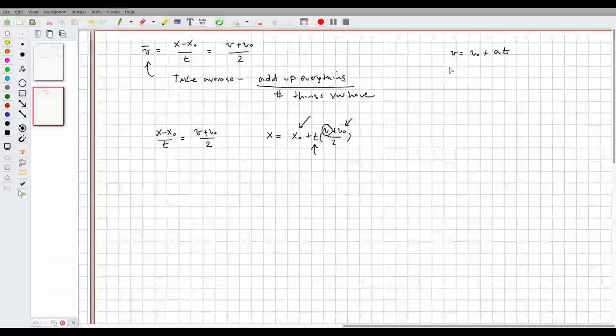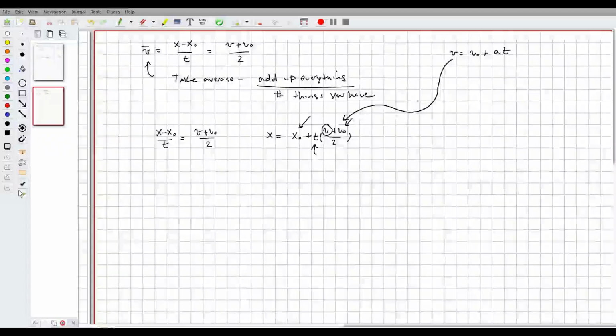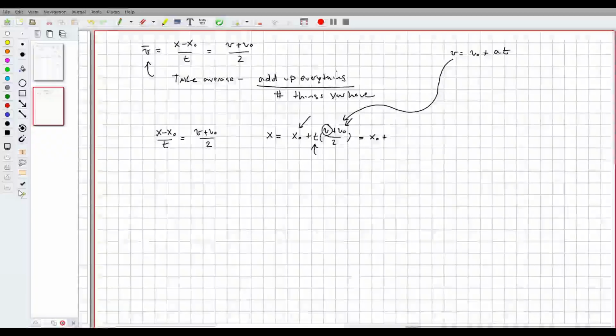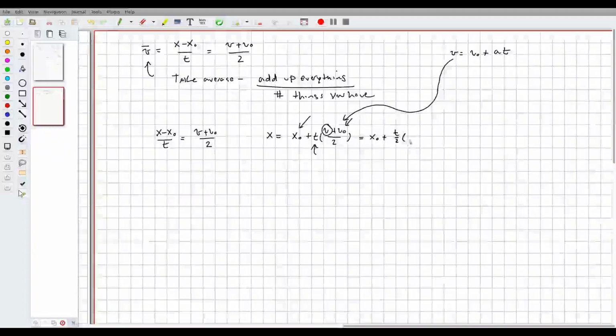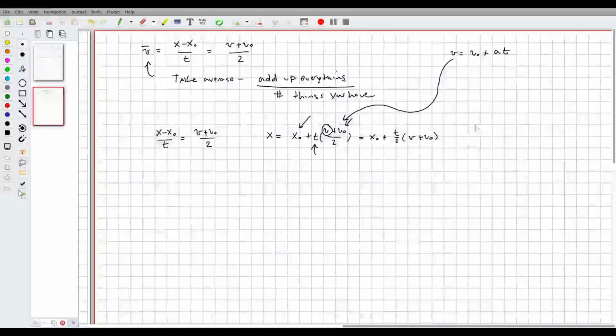Now, what I propose is we take and we put that V into there, right there. So I'd like to pull the half out, at least temporarily. So let me do that as an intermediate step. T over 2, this is V plus V naught. And let me put this right here now into this point right here.